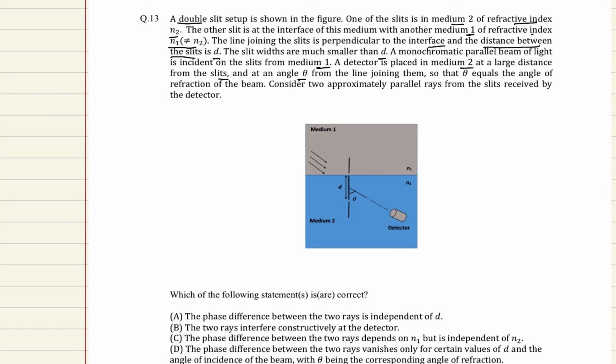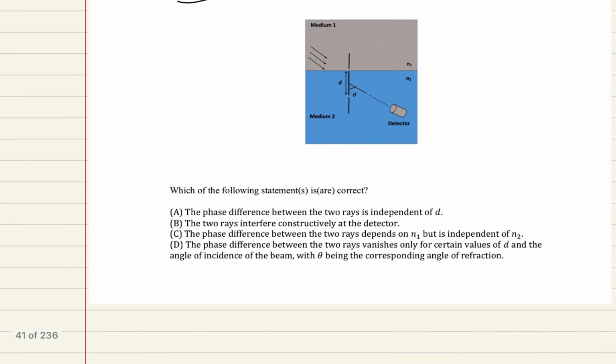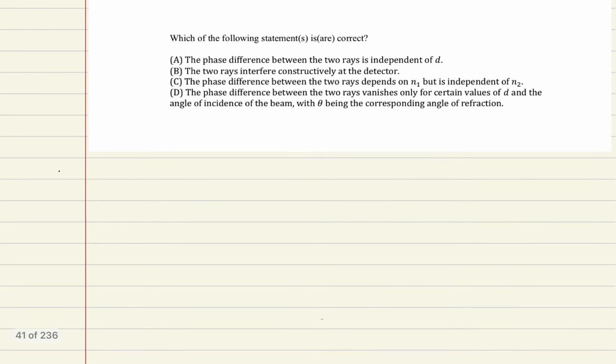A detector is placed in medium 2 at a large distance from the slits, at an angle theta from the line joining them, so that theta is equal to the angle of refraction. Keep in mind, theta is the angle of refraction of the beam. Consider approximately parallel rays received by the detector. Which of the following statements are correct?